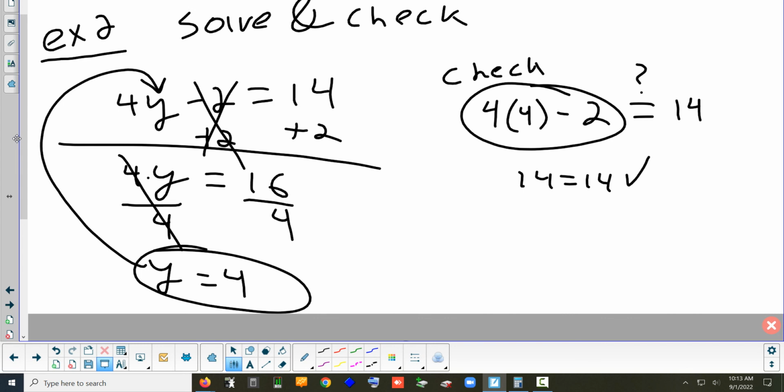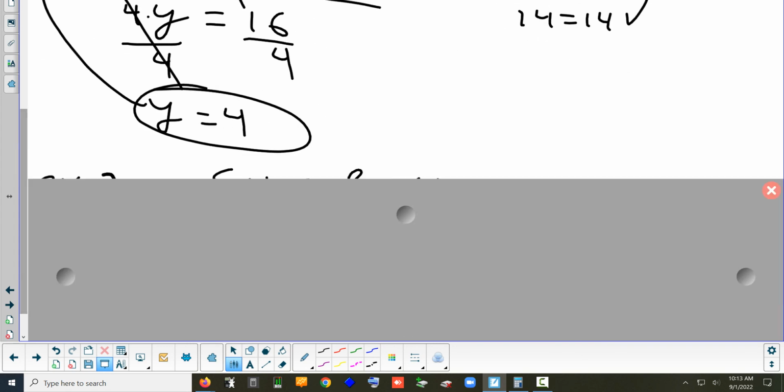Any question on that one? Okay, so y equals 4.